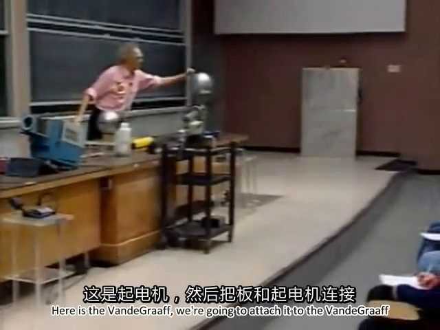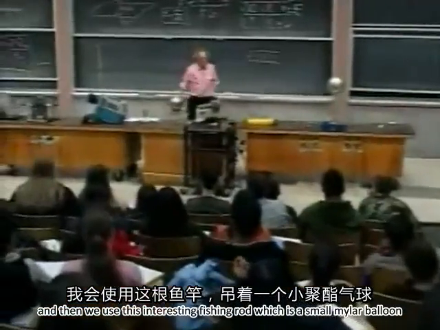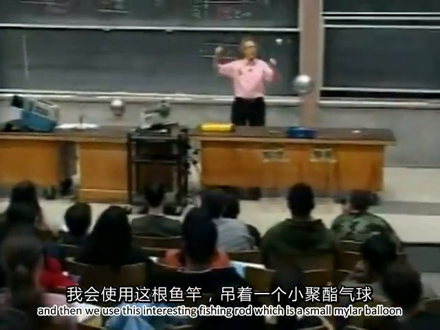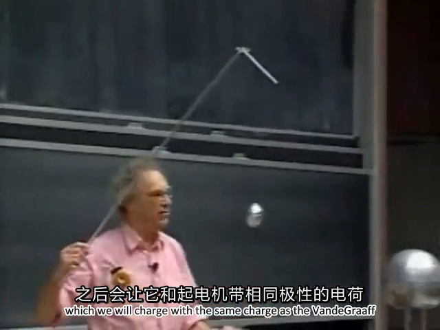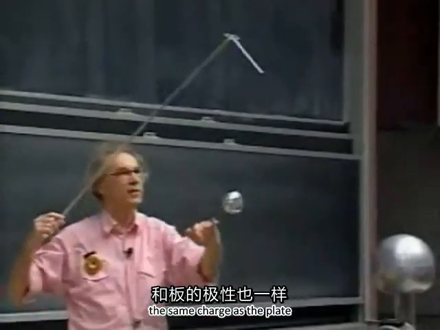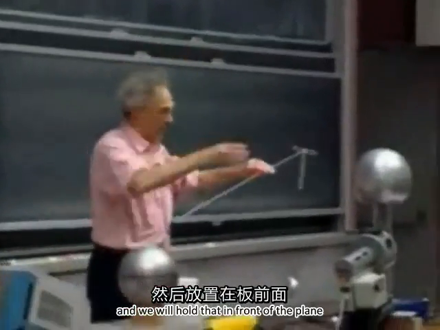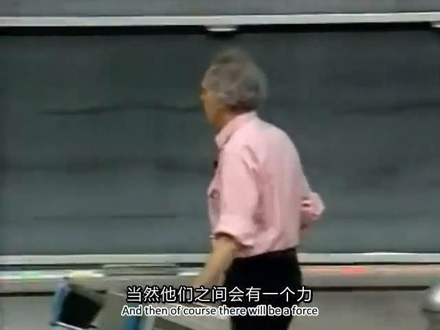Here's the Van de Graaff. We're going to attach it to the Van de Graaff. And then we use this interesting fishing rod, which is a small mylar balloon, which we will charge with the same charge as the Van de Graaff, the same charge as the plate. And we will hold that in front of the plane. And then, of course, there will be a force.